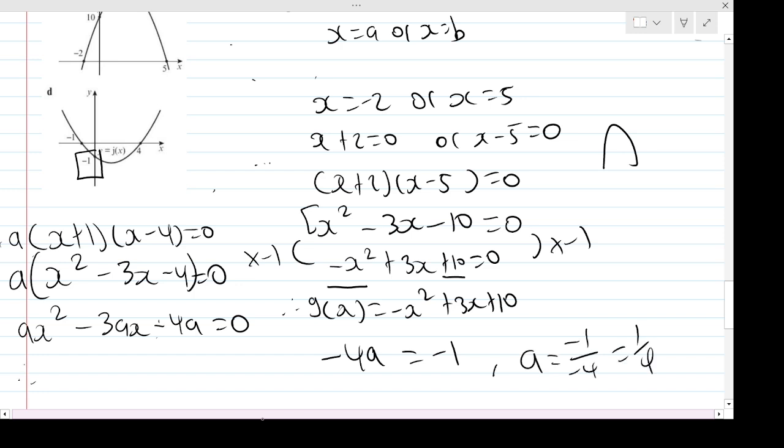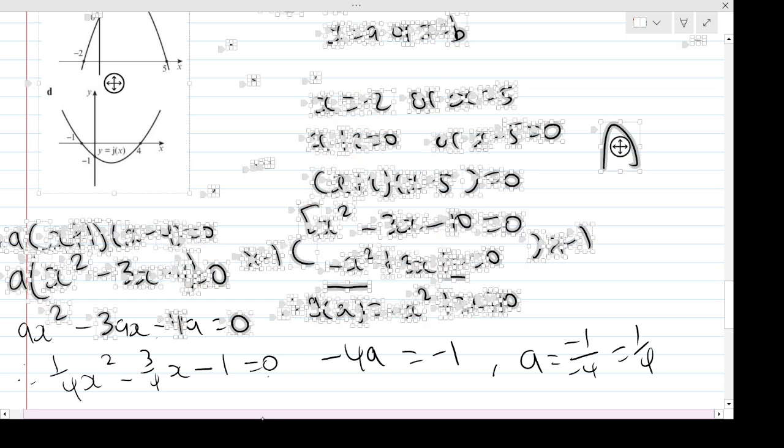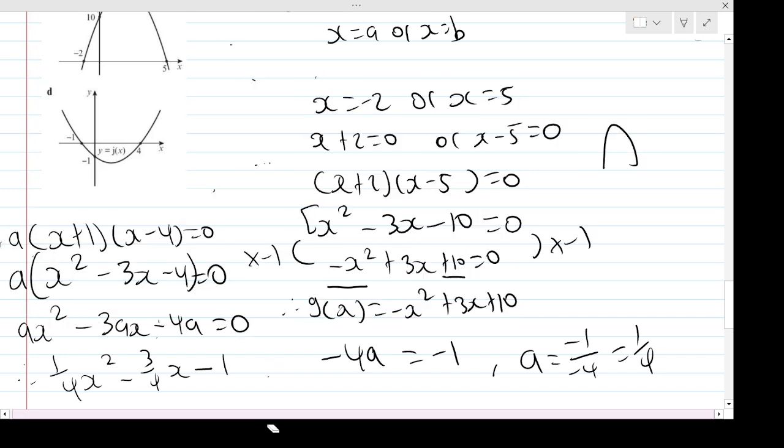Therefore, our quadratic would be, if we sub that a in, a quarter x squared minus 3/4 x, because 3a is 3 times a quarter, which is 3/4, minus 1, because then -4a is -4 times a quarter, which is -1. And again, that equals 0, but if we want the whole curve, that's just equal to the whole function, which was j of x in this case.